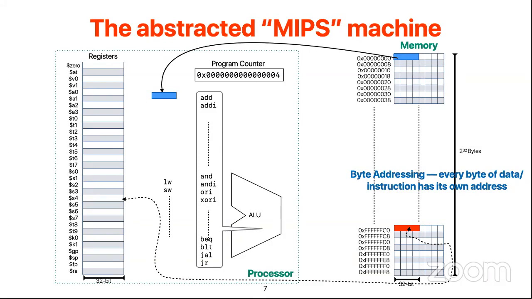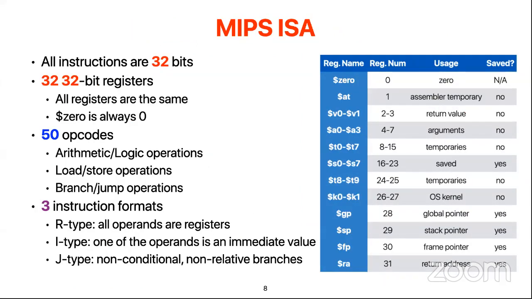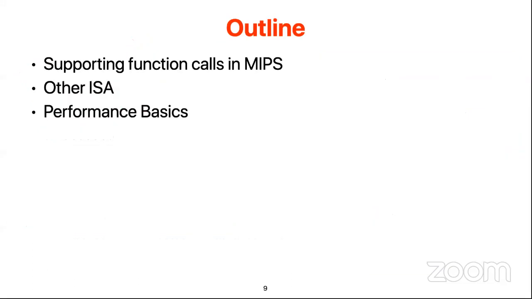And regarding registers, we have 32 32-bit registers. And each of the MIPS instructions is 32 bits wide. So there are many 32s in the MIPS instruction set architecture: 32-bit registers, 32-bit instructions, 50 opcodes, and 3 instruction formats. And if you are in my lab, you will have a more detailed view of these 3 instruction formats later.